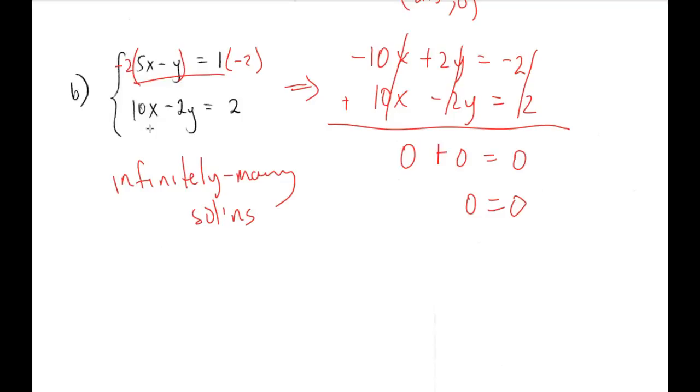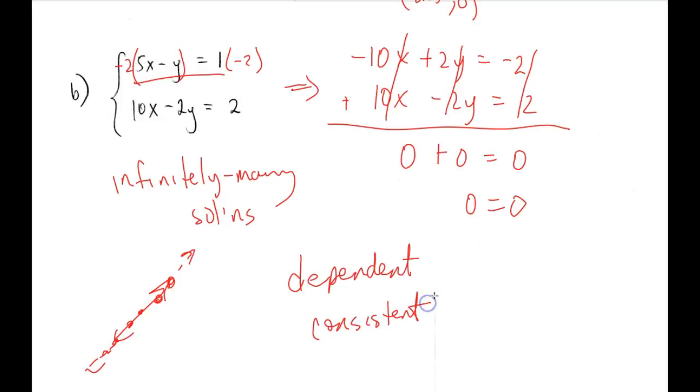So we know from how this looks that we have two lines that are essentially the same. That means they intersect each other at every point on each of the lines, so that's why it's infinitely many solutions. The equations are considered to be dependent, and the system is considered to be consistent because it has at least one solution.